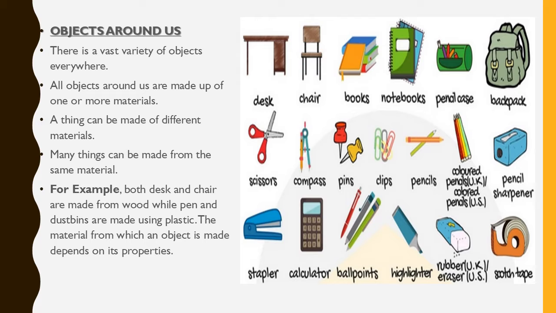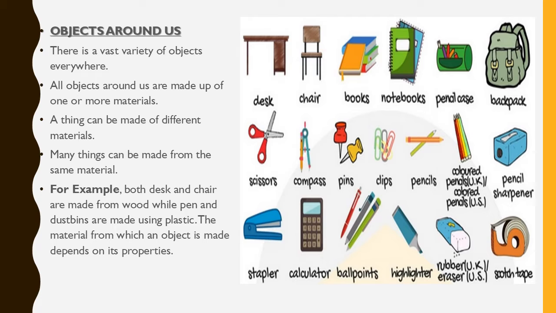When we just look around in our classroom, if you see stationery items, we can see scissors, compass, pins, clips, pencils, color pens, stapler, sharpener, our bag, lunch bag, cupboard, bulletin boards, etc. So we can categorize that these are made up of different materials.